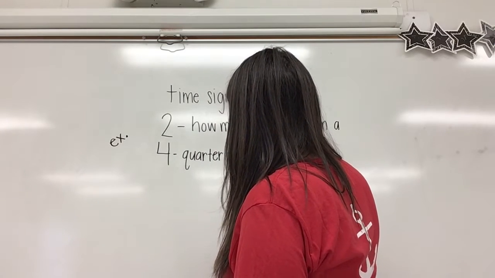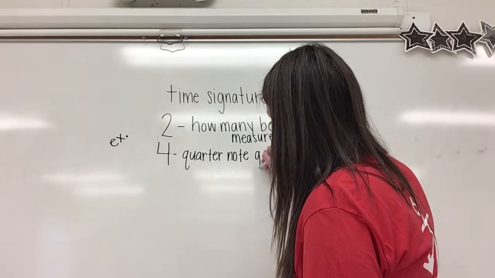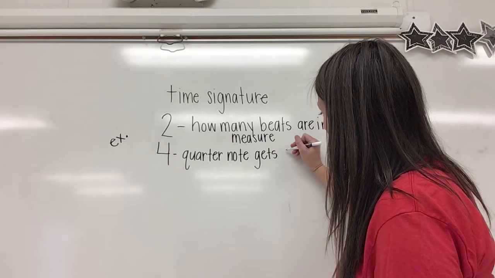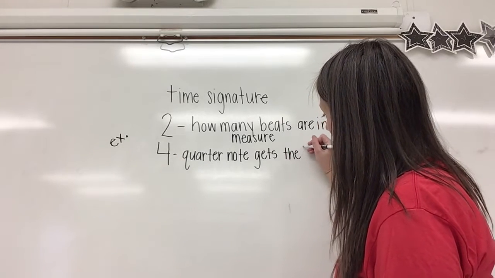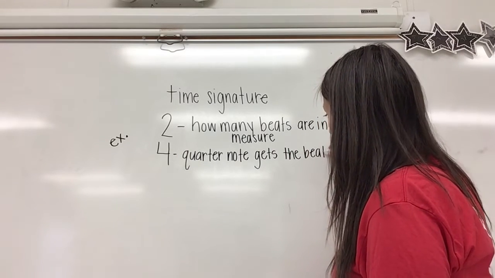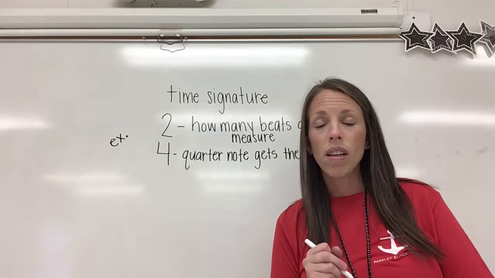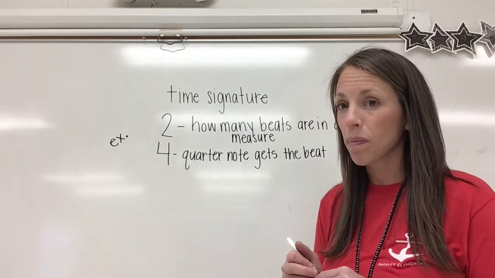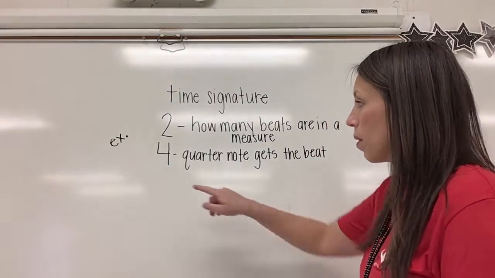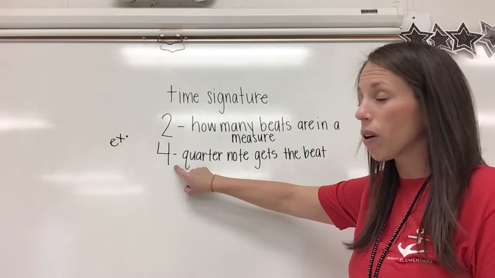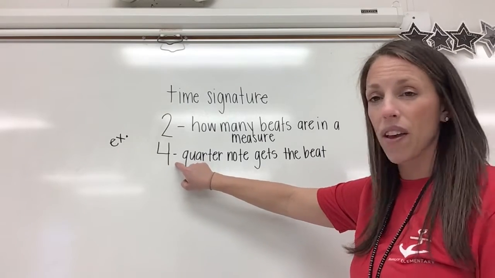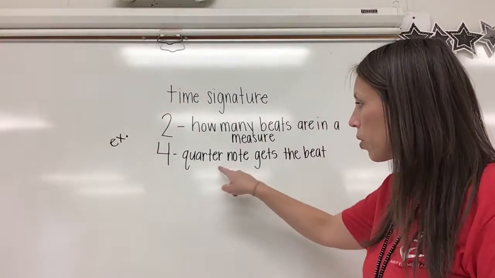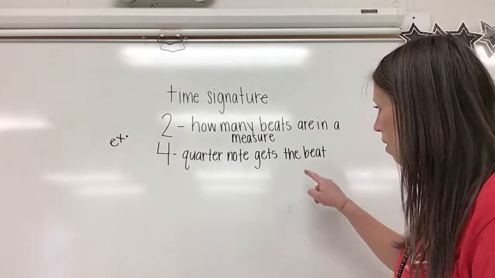Now sometimes with time signatures, we have different numbers on the bottom. Sometimes we'll have a 2, and sometimes we'll have an 8. But in this lesson, we are only going to look at time signatures that have a 4 on the bottom. And that 4 tells us that a quarter note gets the beat.